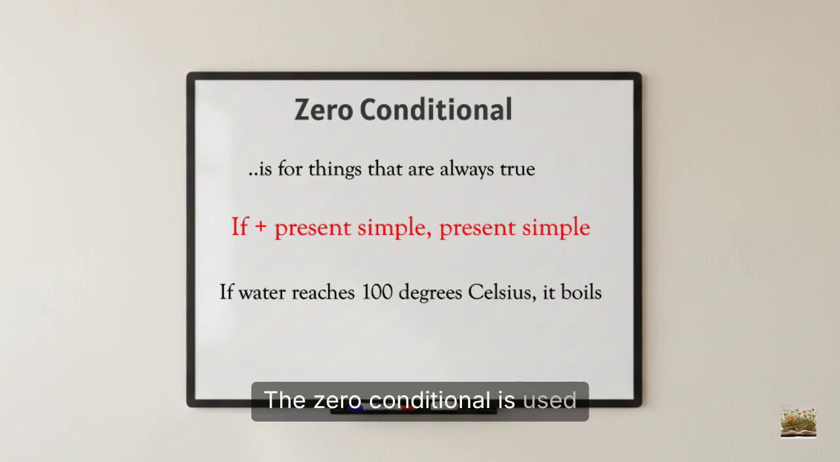The zero conditional is used to express general facts and truths, situations where one thing always leads to another. This structure is commonly used for scientific facts, rules, or habits. In the zero conditional, both the if clause and the main clause use the present simple tense. For example, if water reaches 100 degrees Celsius, it boils. Here, both verbs are in the present simple form, reflecting a universal truth. Remember, the zero conditional is not about specific events, but about things that are always true whenever the condition is met.